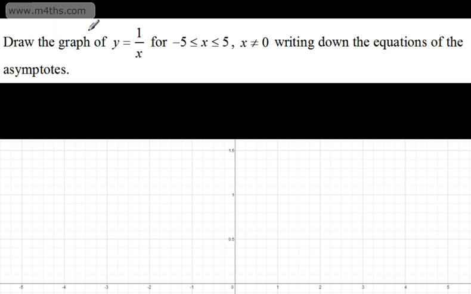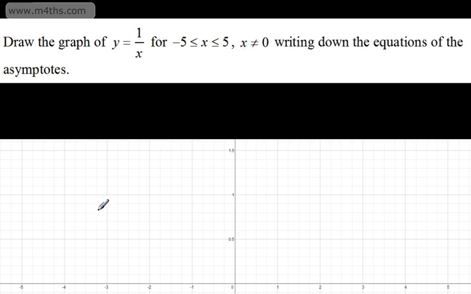We're asked to draw the graph of y is equal to 1 over x for x between negative 5 and positive 5, where x cannot be equal to 0, writing down the equations of the asymptotes. Okay, let's just take stock here and look at some of this information. This is 1 over x. We're going to take values from negative 5 to +5. We can't include 0 as it's undefined. 1 divided by 0 is undefined.